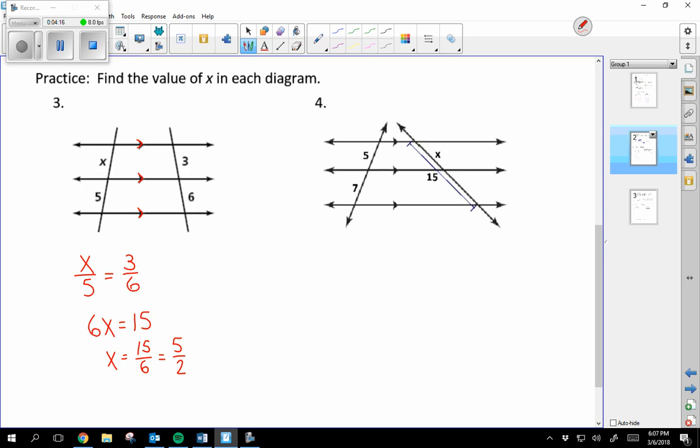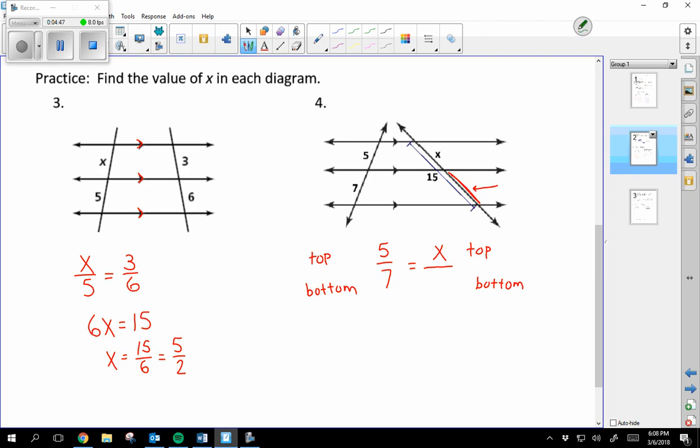On number 4, I'm going to show you 2 ways to do it. If we continue to do the proportions where we compare the top to the bottom, the left side would give us 5 compared to 7, but the right side, we'd also need top to bottom. Top is clearly marked x, but the bottom piece right here is not known.